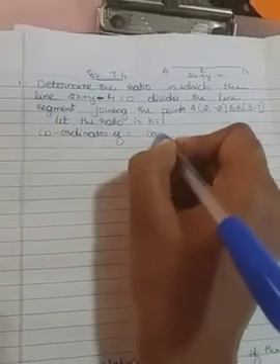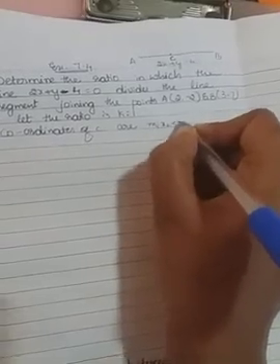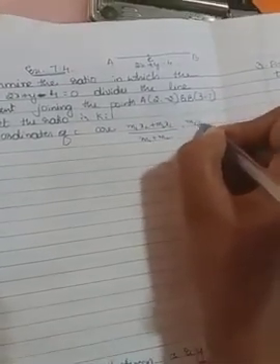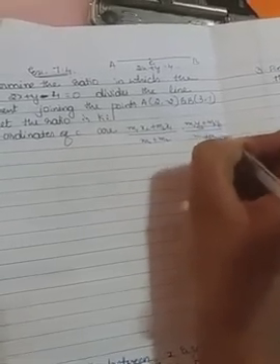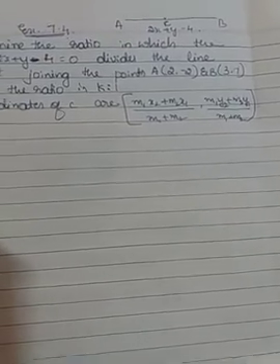So we know how to find the coordinates if the ratio is given. The formula: x coordinate is (m1 x2 plus m2 x1) divided by (m1 plus m2), and the y coordinate is (m1 y2 plus m2 y1) divided by (m1 plus m2). So this is the formula, and we know it already, right? x equals m1 x2 plus m2 x1 divided by m1 plus m2, and y equals m1 y2 plus m2 y1 divided by m1 plus m2.